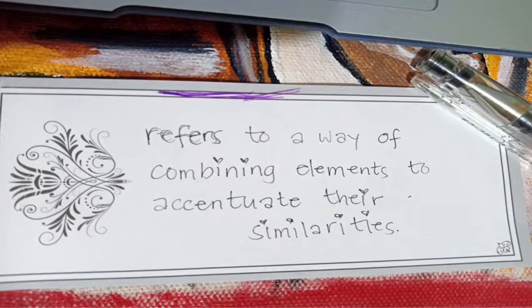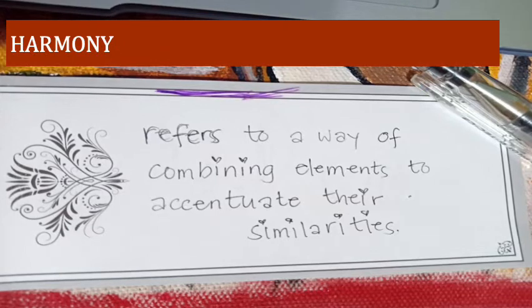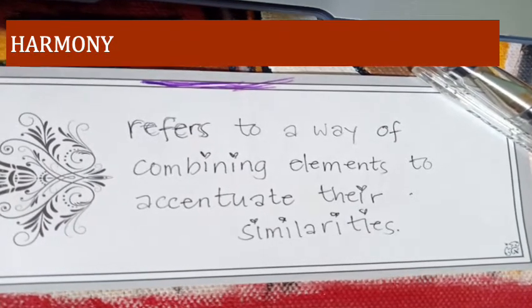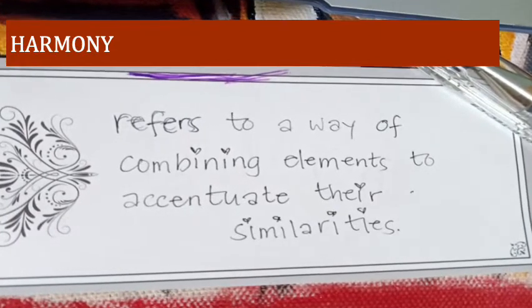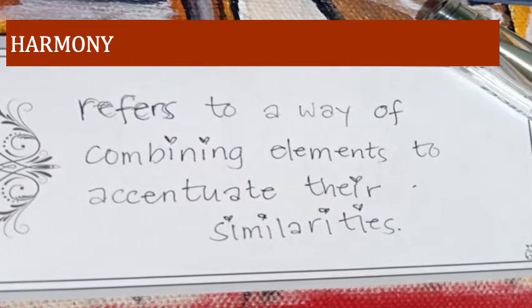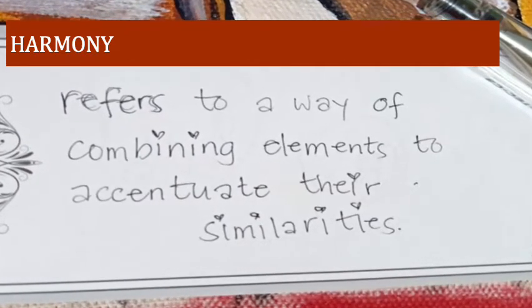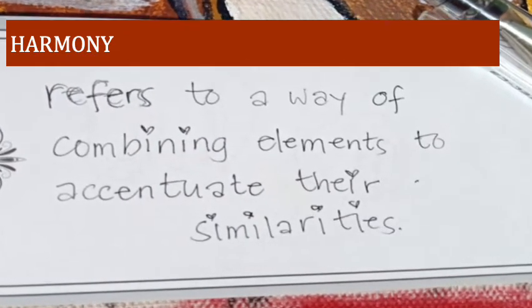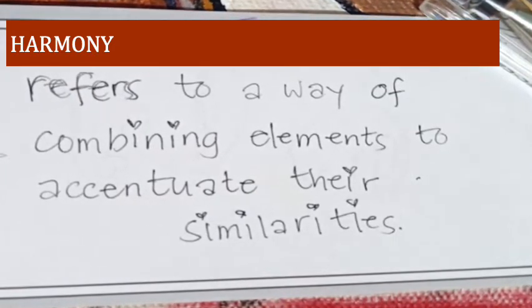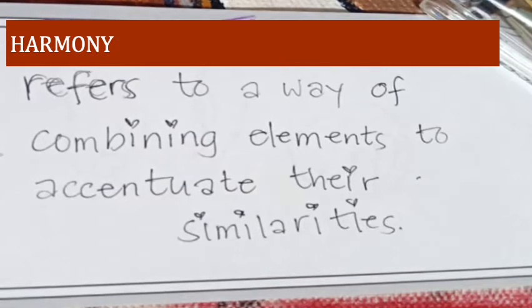And then we have another one here, which is harmony. So harmony refers to a way of combining elements to accentuate their similarities. So kung ang ganiha, di-accentuate ang differences. Now this time, harmony accentuates the similarities of objects combined in a particular composition. So an image is bound to be perceived as a whole when the elements are in actual harmony.